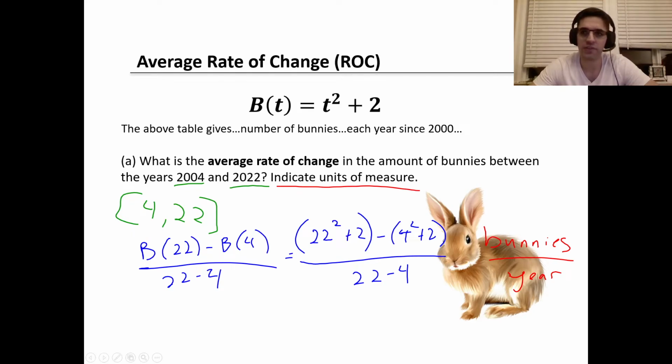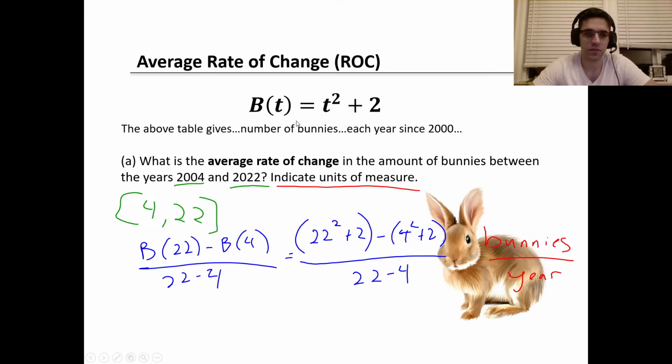Okay, so here's another average rate of change question. Given a formula, the number of bunnies is a function of time, and so t, I guess, would be how many years after 2000. So if we go from 2004 to 2022, what's the average rate of change in the number of bunnies we've got going on? So the interval is from 4 to 22.